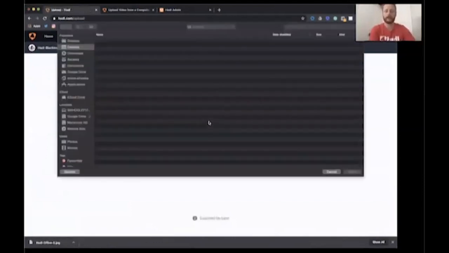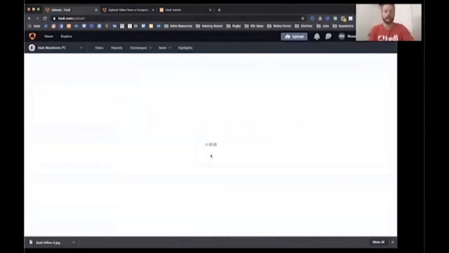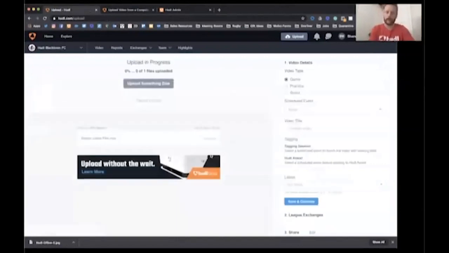Select your files. And that video will start uploading once we've selected all of our files. So here I've got the full game in one single file, but equally you may have recorded in 2 halves. You can select both files here and you can rearrange them as necessary to make sure they're in the correct order. Hit upload. And then just let it do its thing.